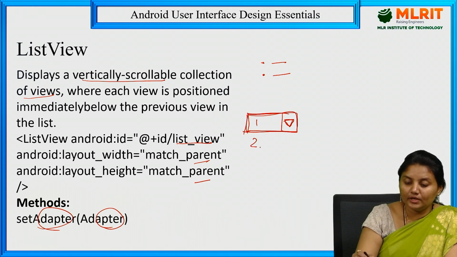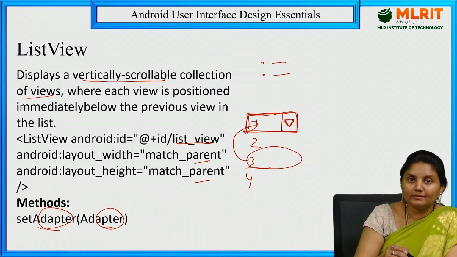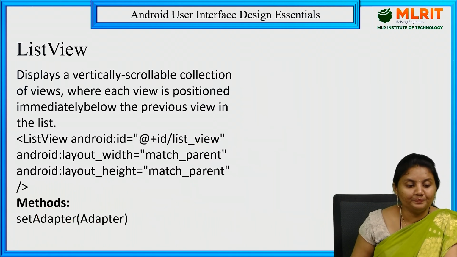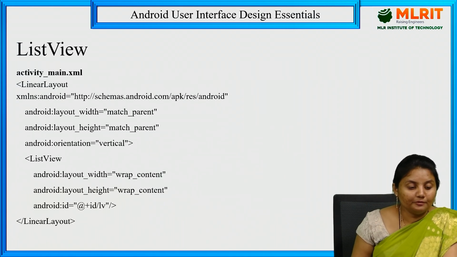If you have 1, 2, 3, 4, something like this, the adapter is used. What is the item that has been selected by the user? The adapter class will take that particular item and it will be displayed. So for this you need to set the adapter. Okay, so this is an example for list view.